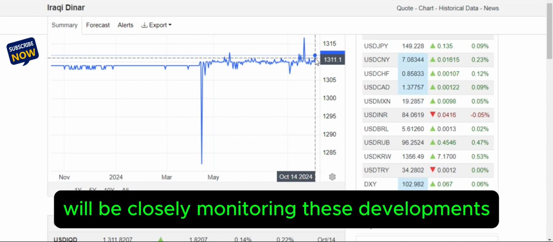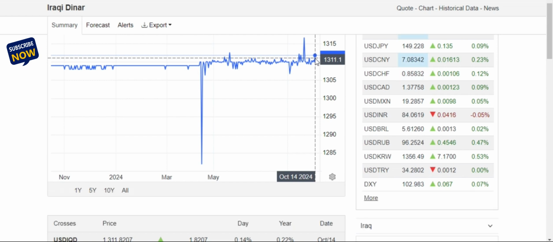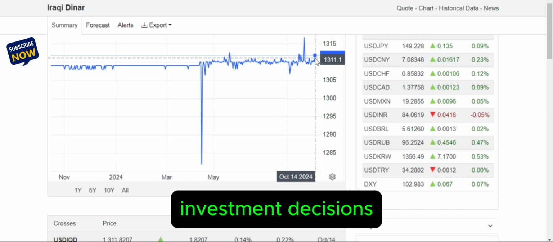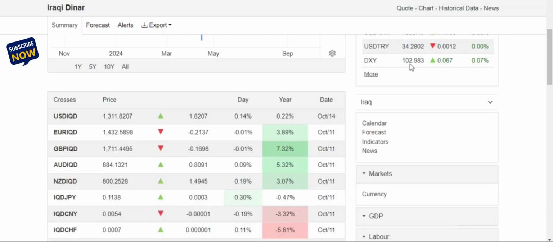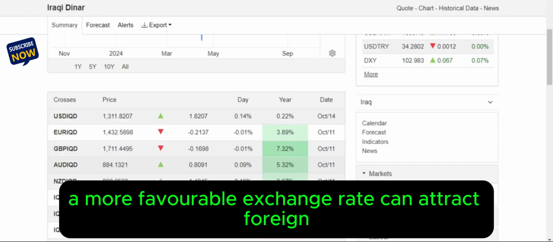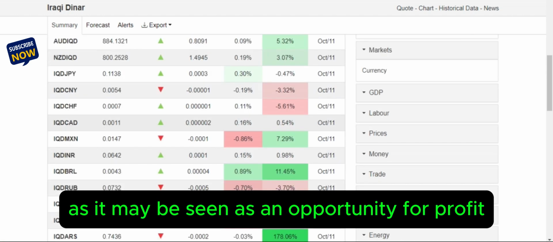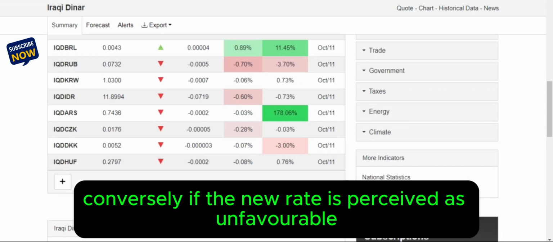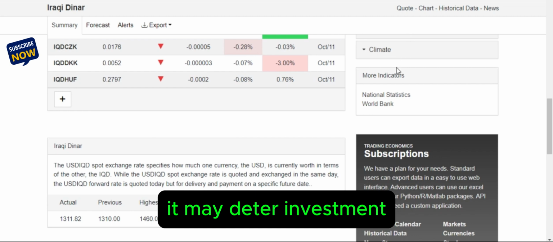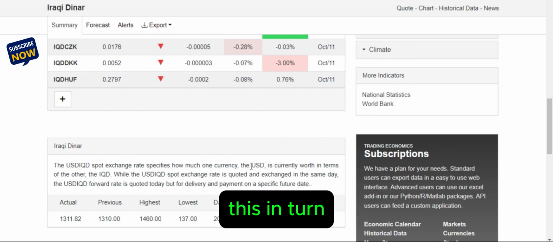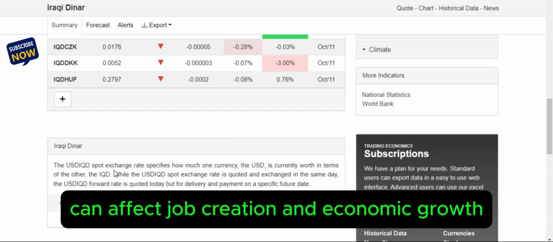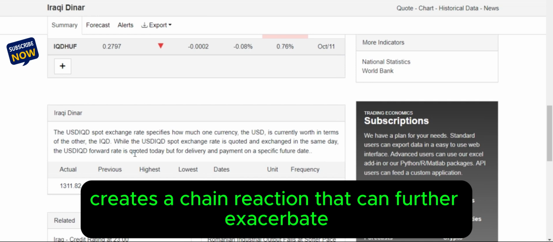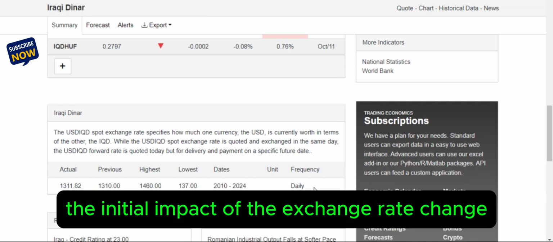Investors, too, will be closely monitoring these developments. Changes in the exchange rate can significantly impact investment decisions, both domestically and internationally. A more favorable exchange rate can attract foreign investment, as it may be seen as an opportunity for profit. Conversely, if the new rate is perceived as unfavorable, it may deter investment. This, in turn, can affect job creation and economic growth. The interplay of these decisions creates a chain reaction that can further exacerbate the initial impact of the exchange rate change.